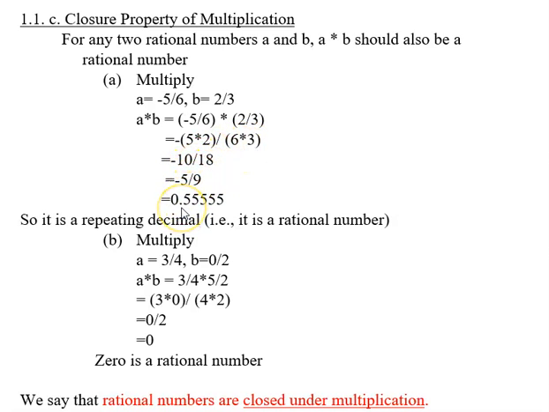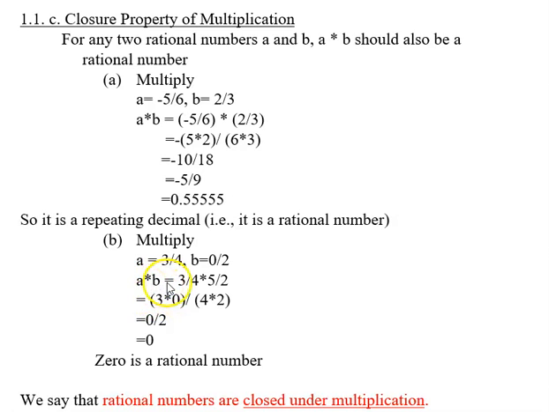So if I divide this, I'll get the decimal as 0.555. So it is a repeating decimal. We already know that a repeating decimal is a rational number. I'll check with some other example. If I take a as 3 over 4 and b as 0 over 2, so here 0 is expressed as 0 over 2, which is also 0. So now I am checking the multiplication property.